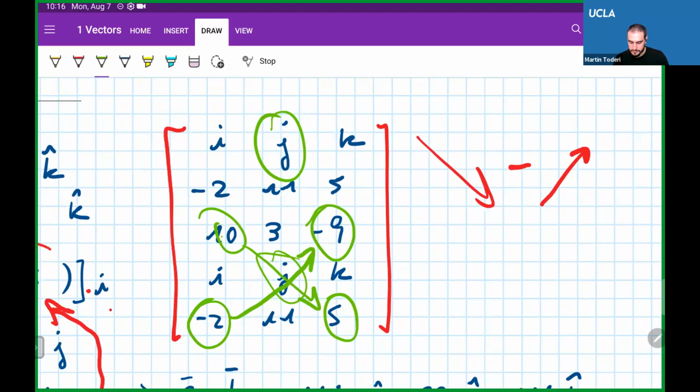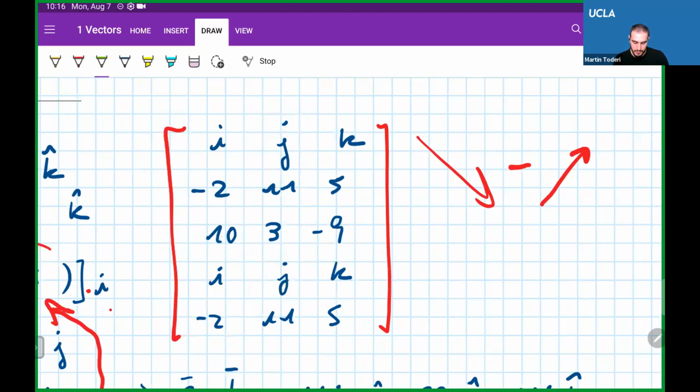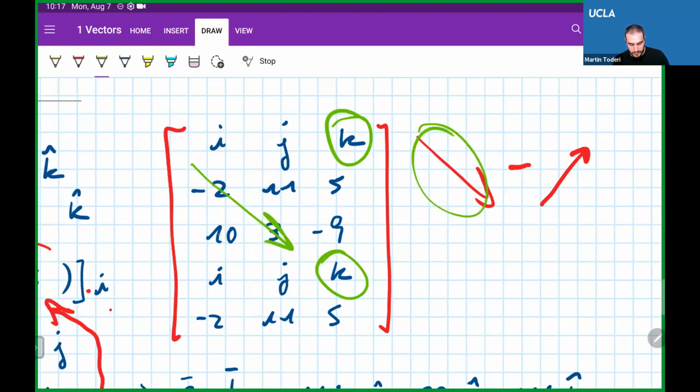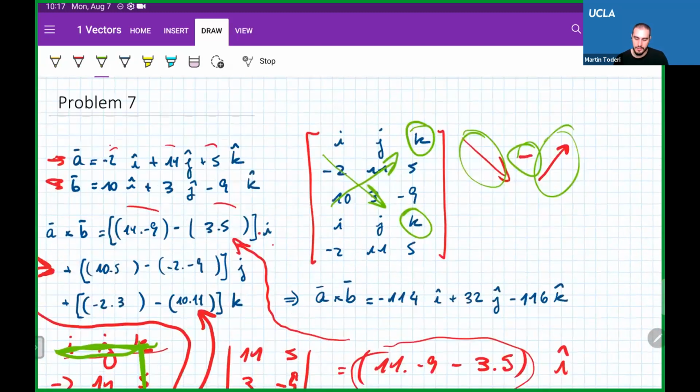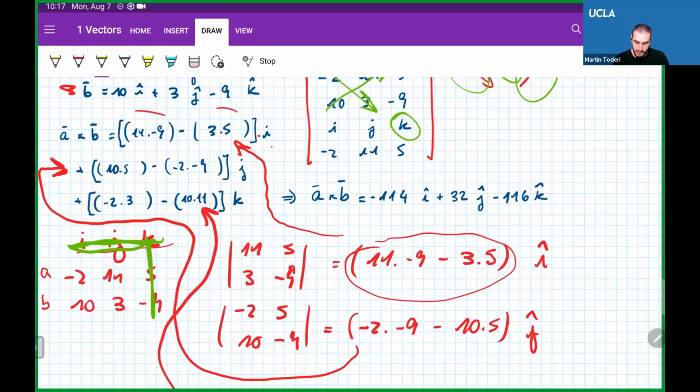Right? And if you want to calculate the last one, which is K, you're going to take a look at this too. So K, we need this diagonal first, as I'm showing with this arrow. And then you need the other diagonal, which is this one. 10 multiplied by 11, the other one. Always with a minus sign there. So that's the practical way to calculate the vector product between two vectors.